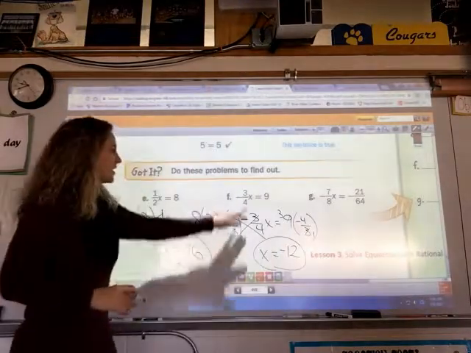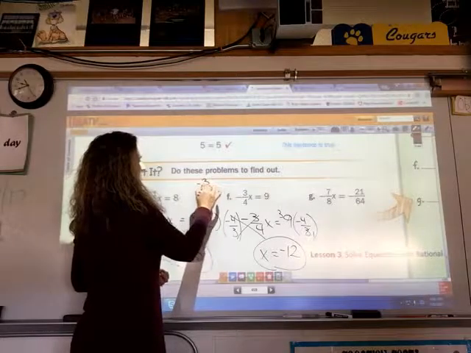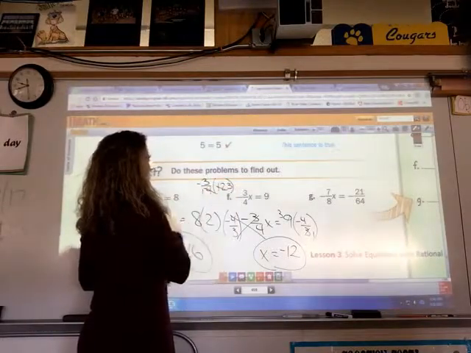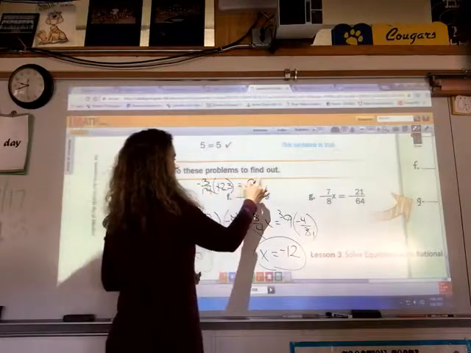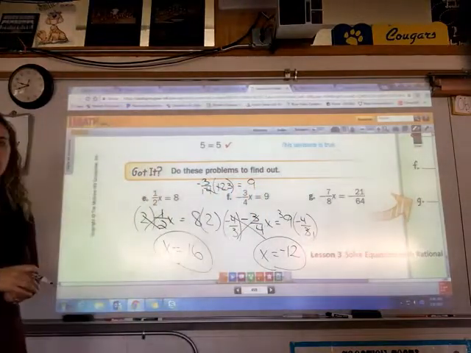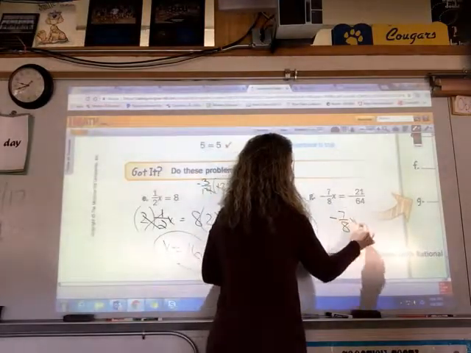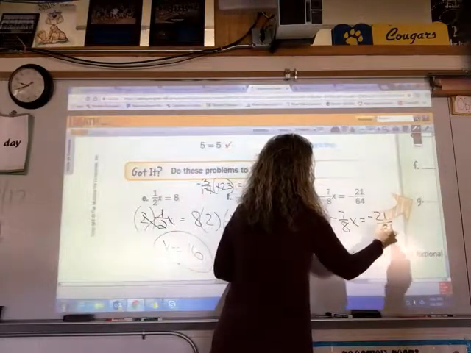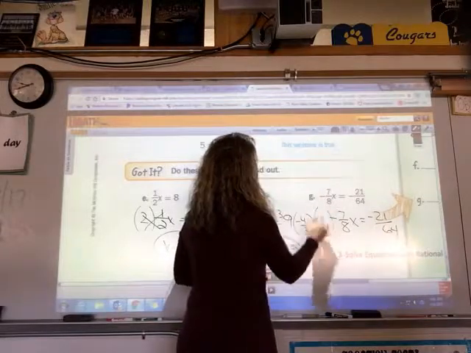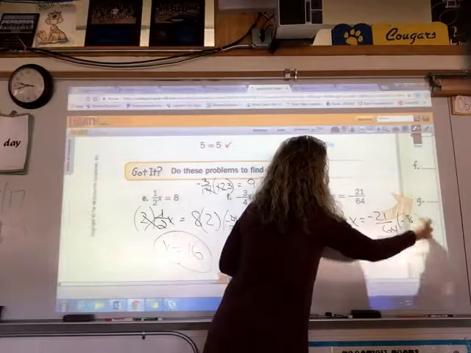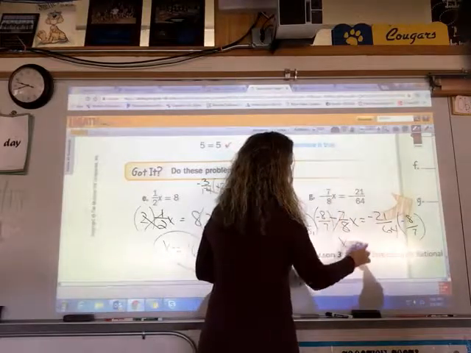And I can check it, -3/4 times -12. So that cancels, that becomes a 3. -3 times -3 equals 9, so it is correct. Taking a look at the last example, again we have a fractional coefficient of -7/8. So I'm going to multiply both sides by -8/7. So those are going to cancel, x is going to equal.